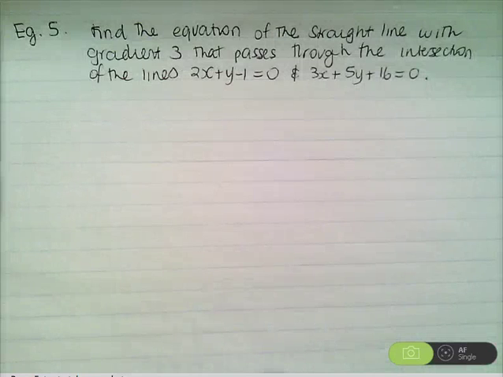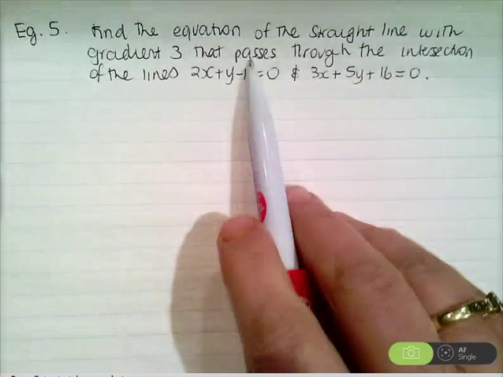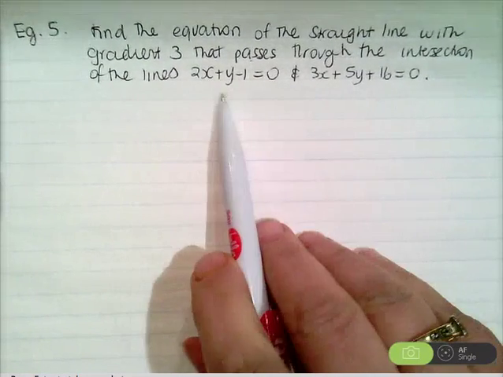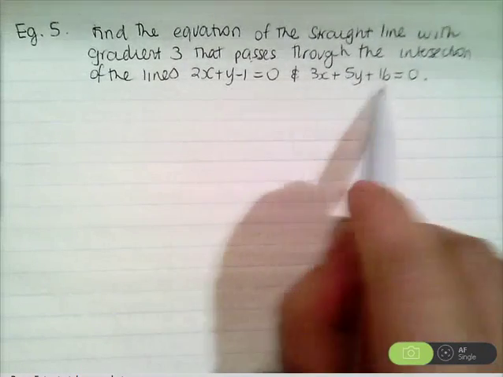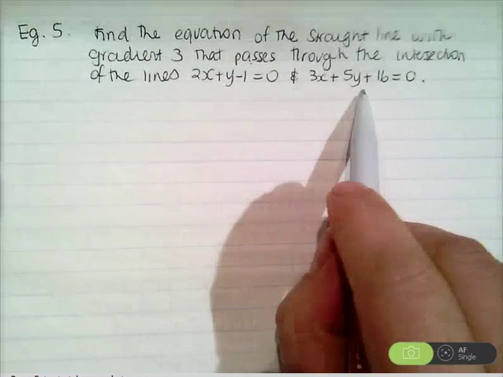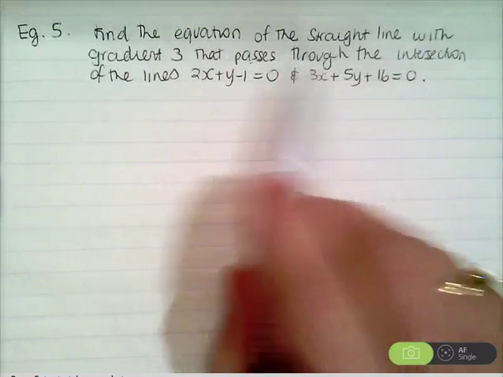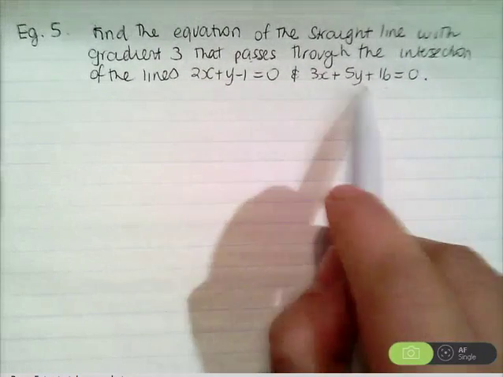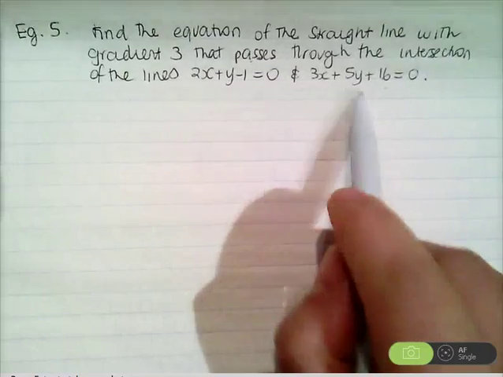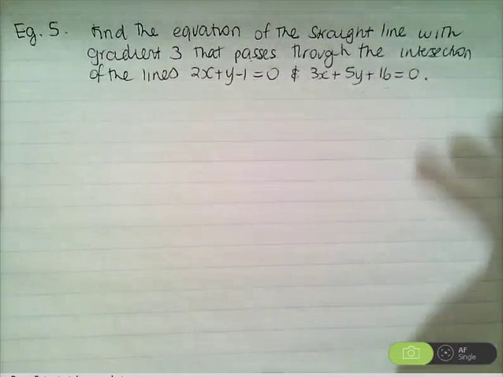Okay, here is another question here. And we have to find the equation of the straight line with gradient 3 that passes through the intersection of these two lines. So if we look for the point of intersection of these two lines, we'll end up with a point, and then we basically want the equation of the line with gradient 3 passing through the point of intersection of these two lines, so we'll just use point gradient formula. So let's start with the point of intersection of these two lines.